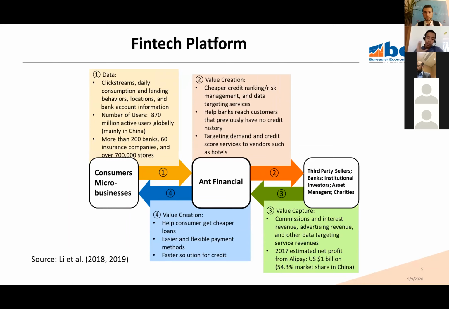The third example is Ant Group, China's largest online financial platform facilitating financial transactions among financial institutions, merchants, and consumers. It is also the world's largest unicorn. Today, there are 1 billion active users globally, and the majority of them are in China.